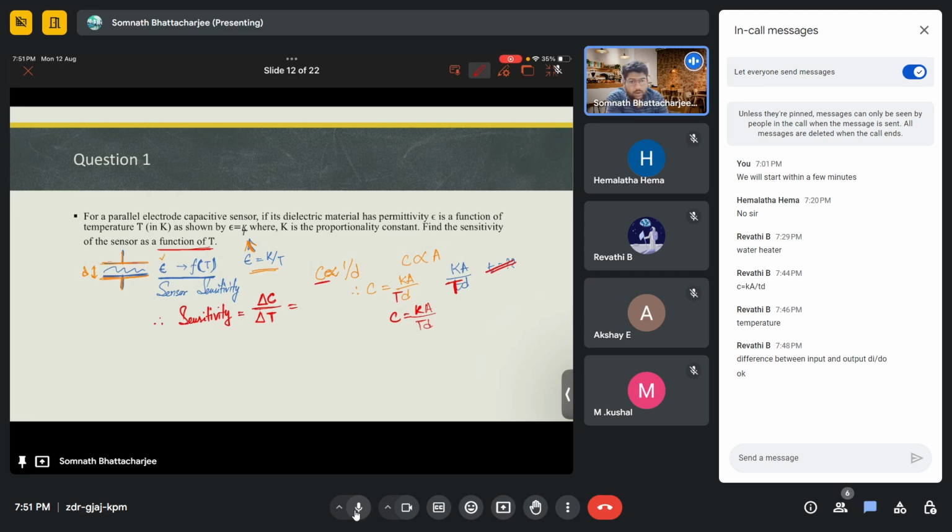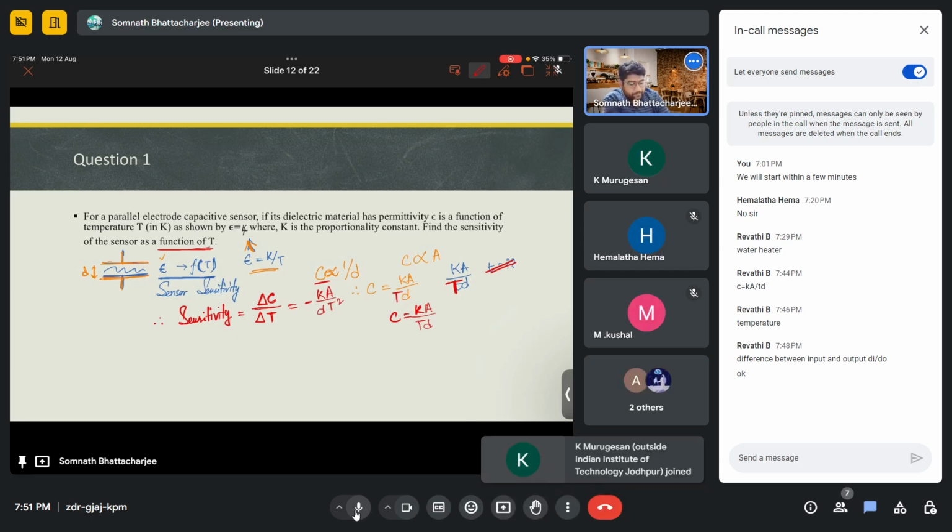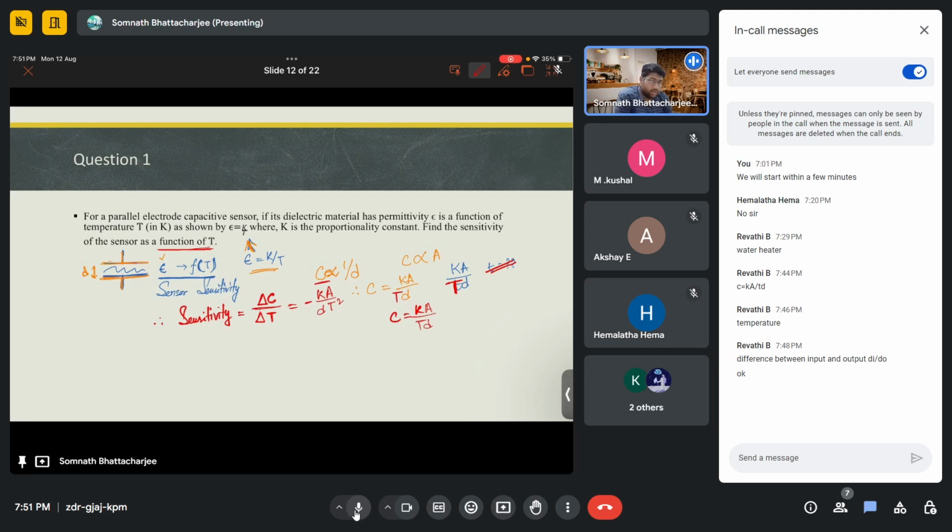Everyone is doing this, or should I give the answer? So the basic answer will be Ka by dt square. This is the sensitivity value. Depending on the T, the sensitivity will also change. So if you increase the temperature, the sensitivity will decrease, and with decrease in temperature, the sensitivity will increase. So we'll move to the next question.